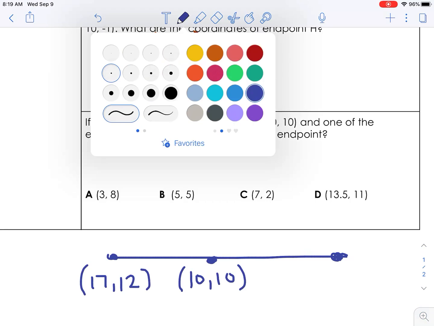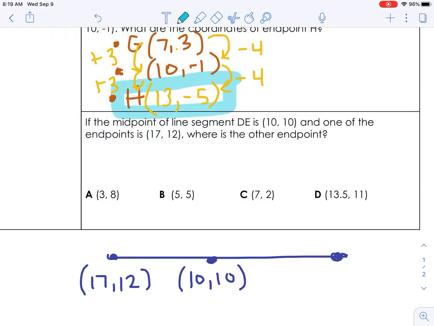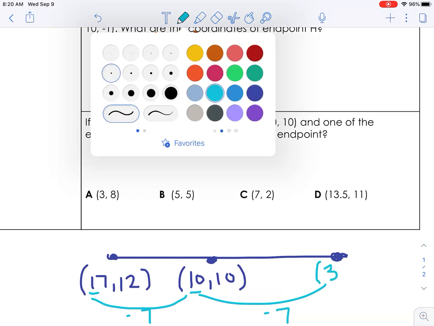So same process, we're just going to find the change in our x's. Remember, our x's are on the left, okay? So 17 to 10 decreased 7. So we're going to decrease 7 again. 10 minus 7 is 3.